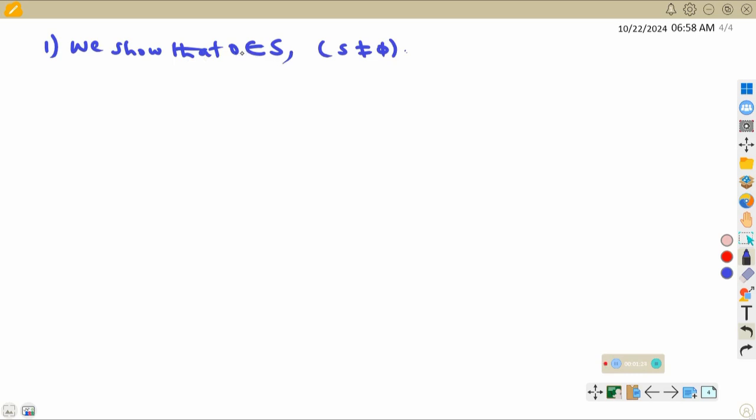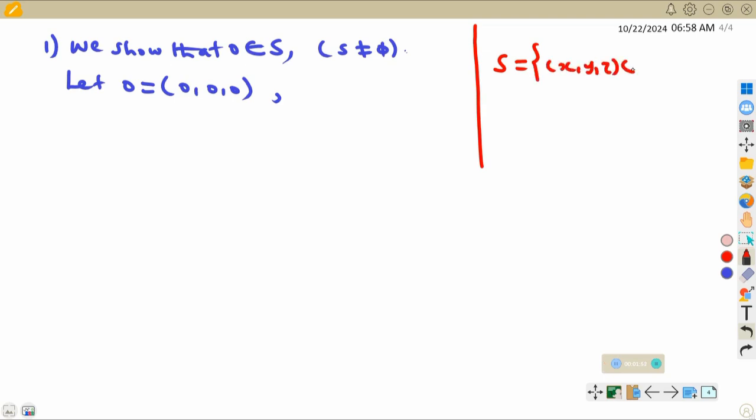Since we want to consider a zero vector, let 0 be of the form (0, 0, 0). That is, the X component is 0, the Y component is 0, and the Z component is 0. By definition, I will write our set here. Our set is S, for which we have (X, Y, Z) from R3, but X plus Y plus Z is equal to 3.